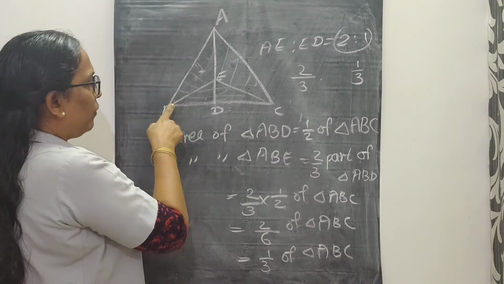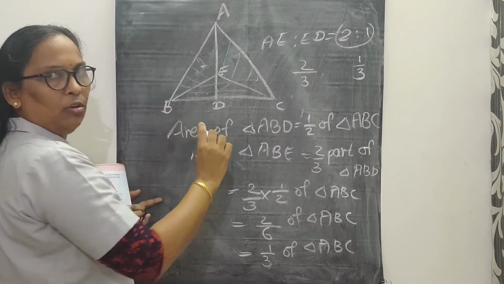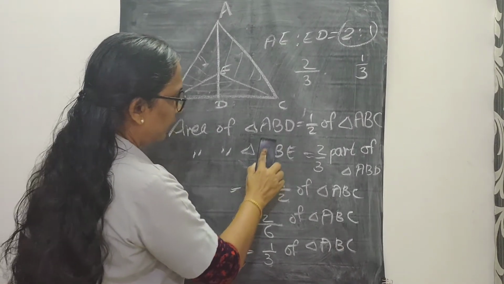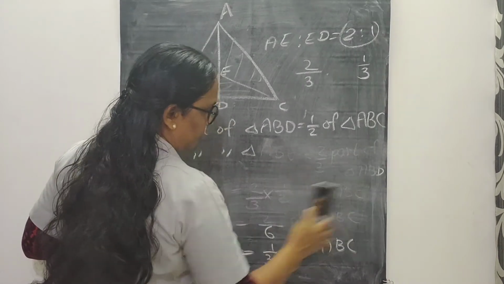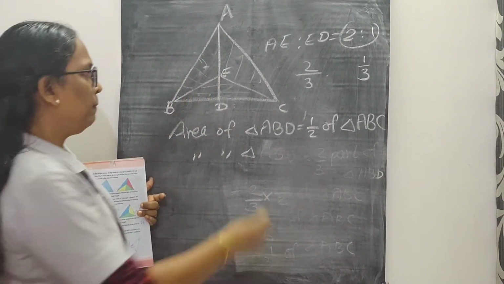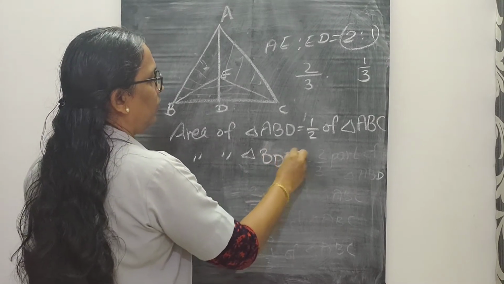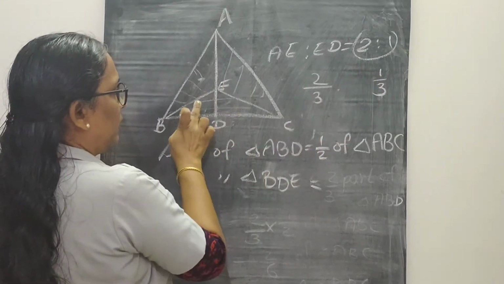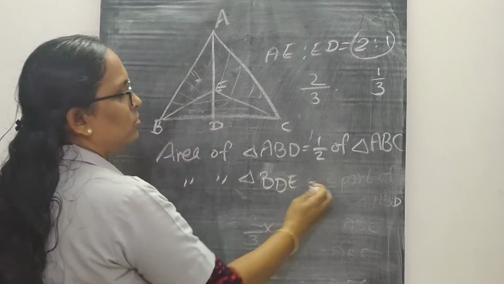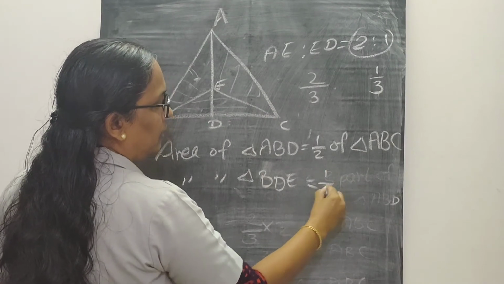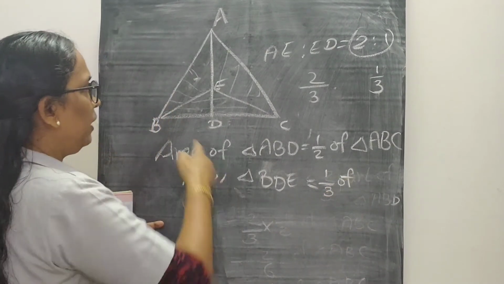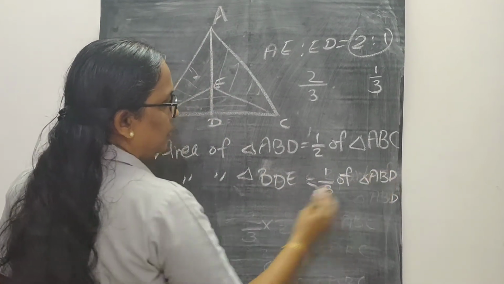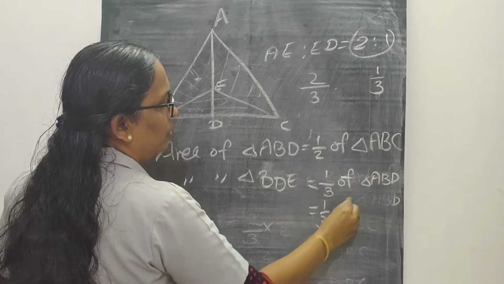And the same way you can find out the area of BDE also. How can we find the area of BDE? Area of BDE: this is only one part out of 3, this small one. So this is equal to 1/3 of triangle ABD.